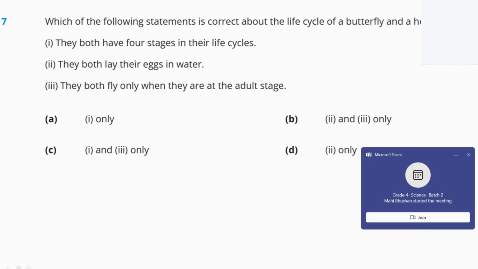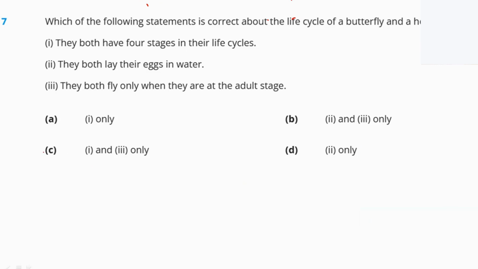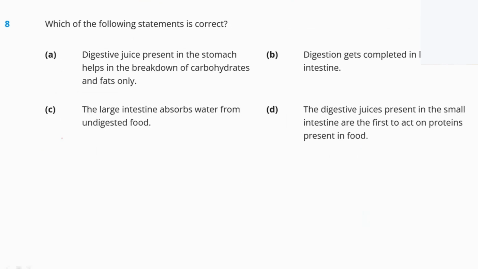One and two. One and two are the correct options. Sorry, 1 and 3 are the correct options. I'm sorry. 1 and 3 are the correct options. So option C is our right answer. Okay, this question, C option is the right answer. 1 and 3 only.